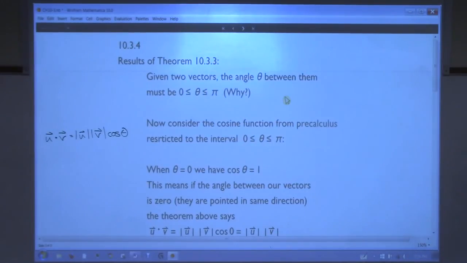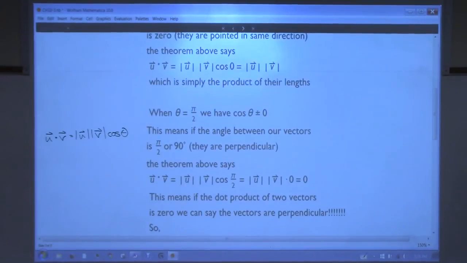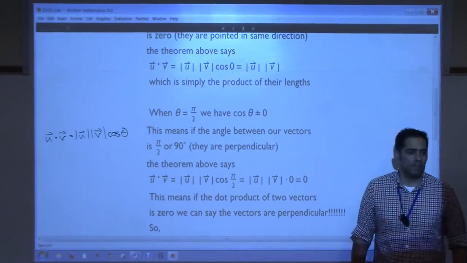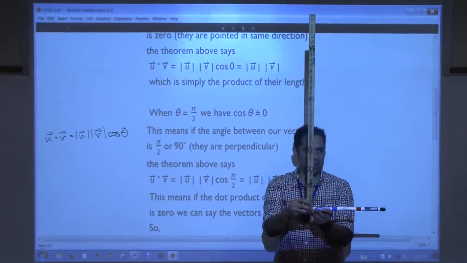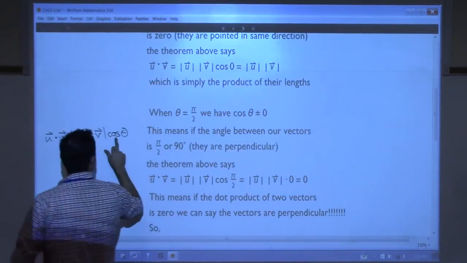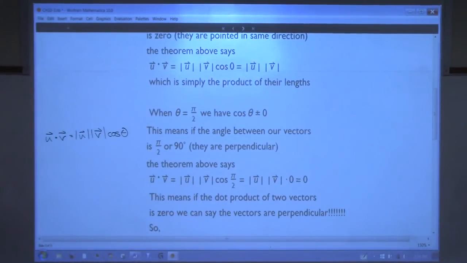Now let's look at another important angle. What if the angle between the 2 vectors is pi over 2? That means that they're perpendicular, right? And what happens to cosine at pi over 2? Cosine of pi over 2 is 0. And therefore, the lengths don't matter, right? The dot product is 0.